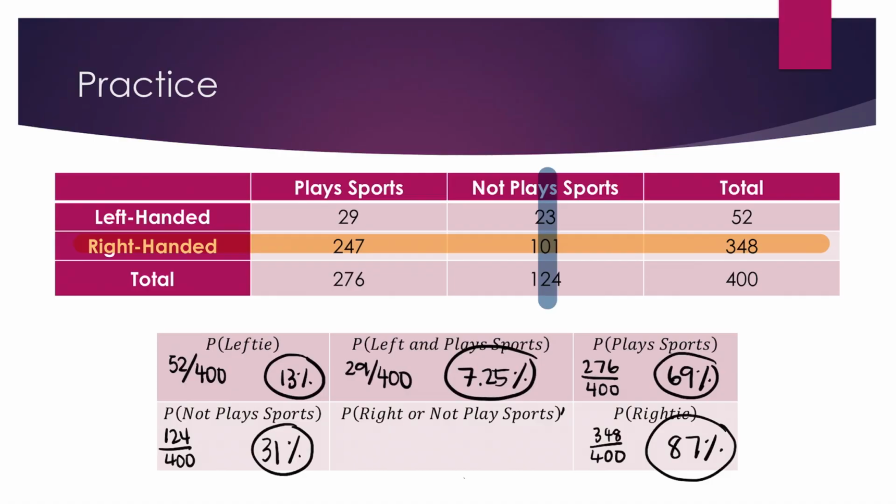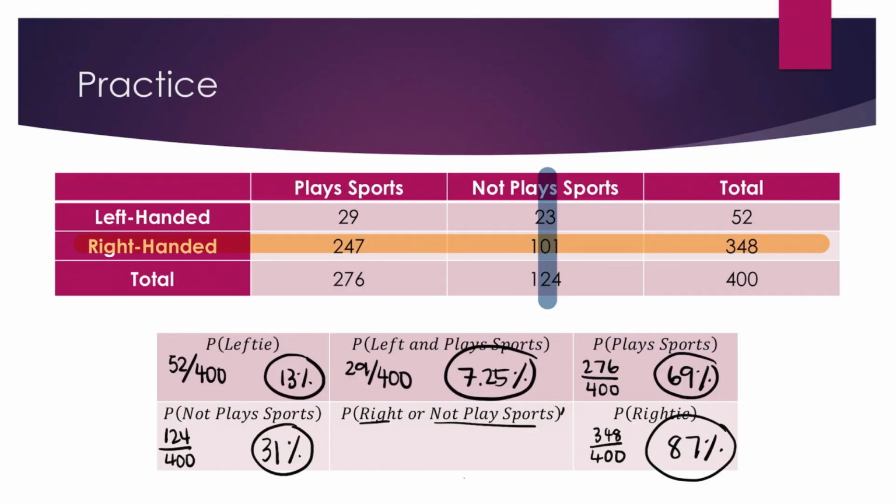We are not looking for just the people who are right-handed and don't play sports. They are in there. But it's saying they are right-handed or they don't play sports. It could be either or it could be both, right? We're not going to exclude the overlap of people. It's saying as long as they fit into one of these categories, that's someone that we're looking at.